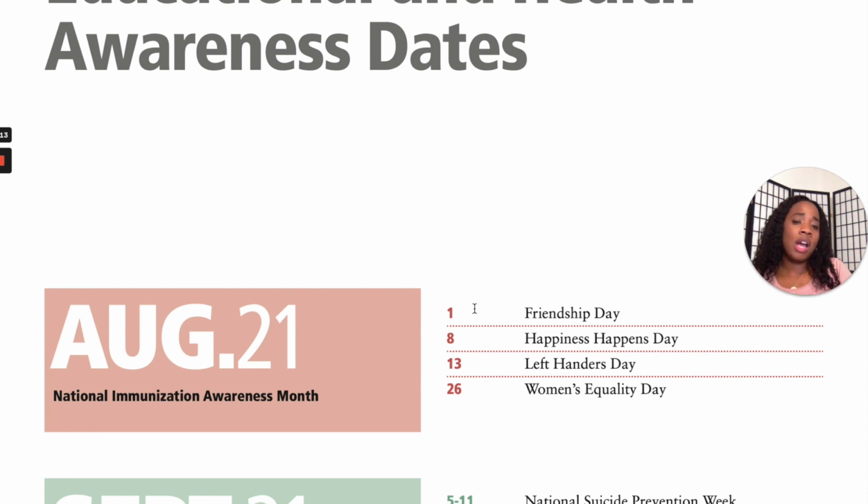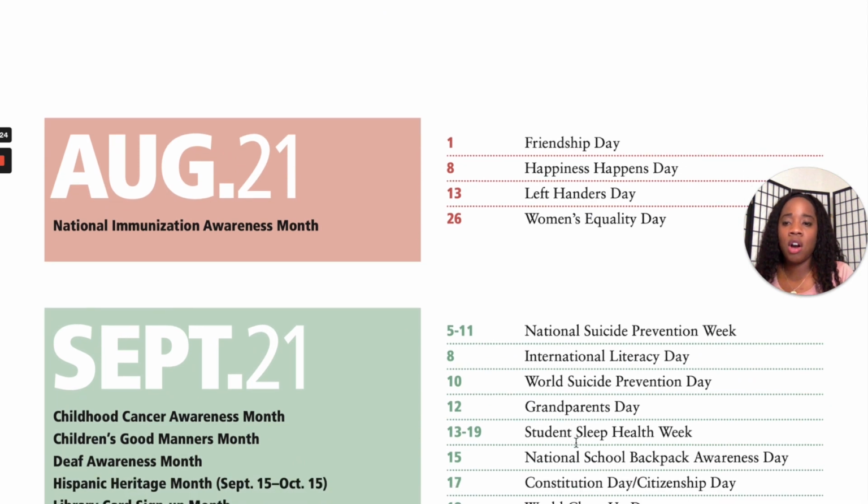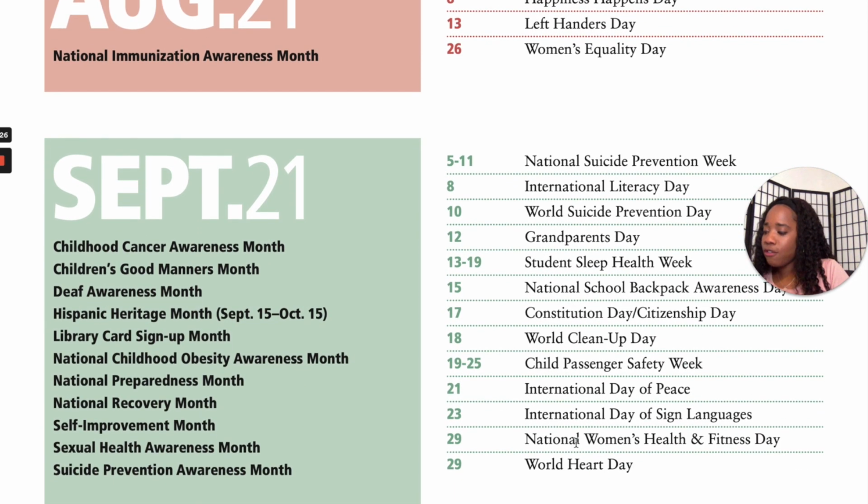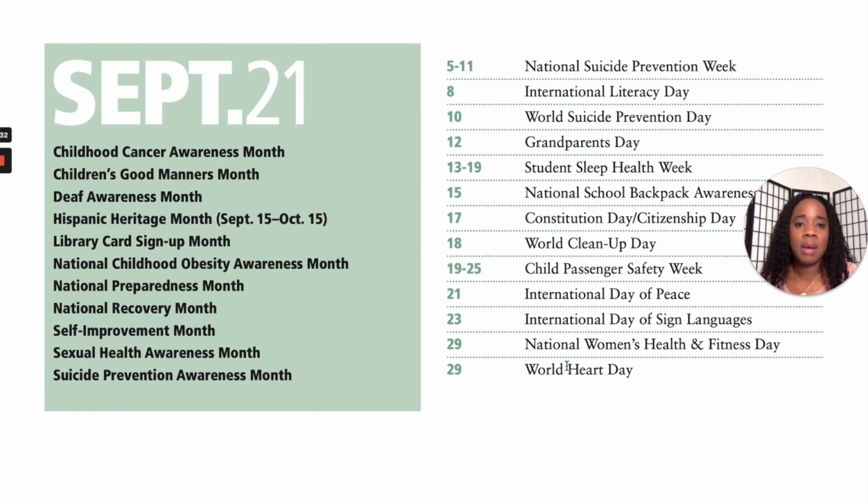Maybe you won't do that August 1st because maybe school's not in session August 1st, but you can at least do something centered around friendship in that month. So that is something that you can keep in mind for August. Now for September, there are a couple of things that you can keep in mind for September.